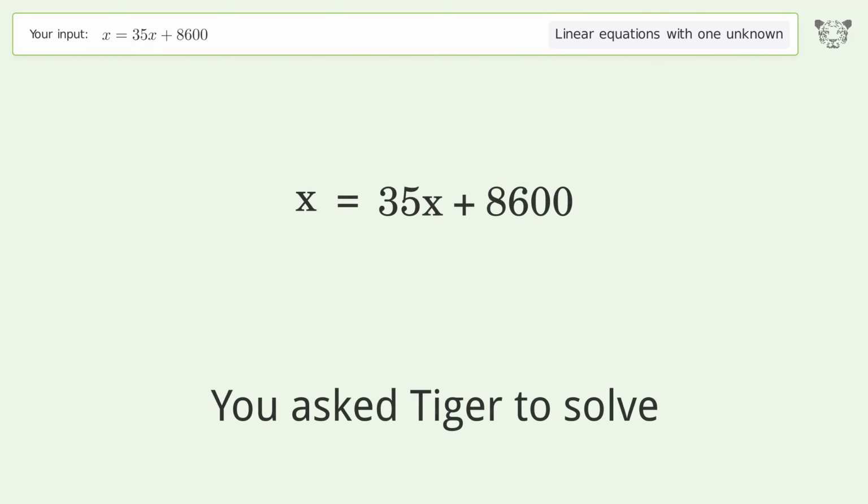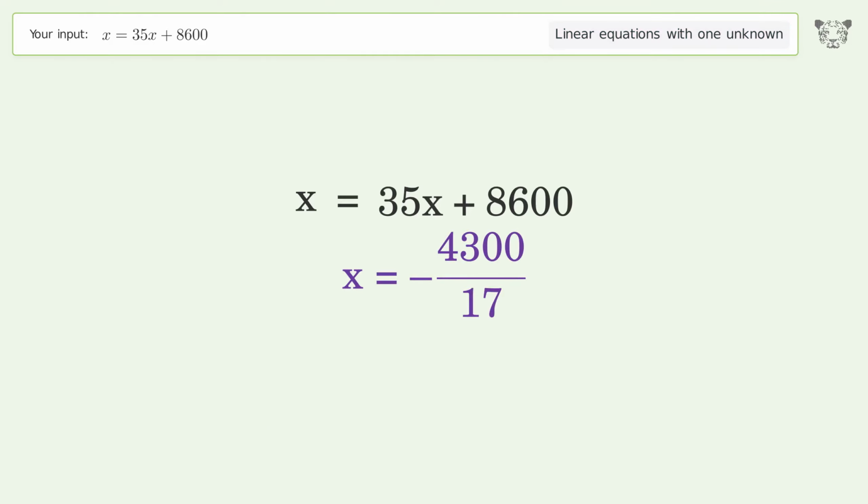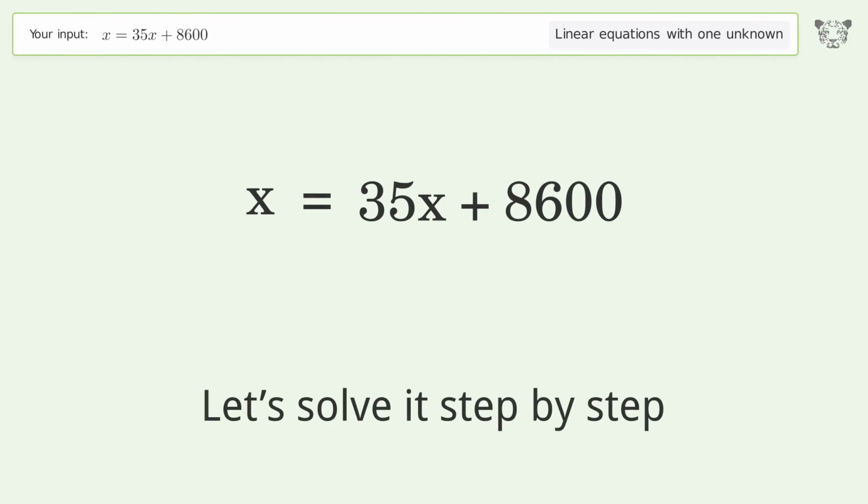You ask Tiger to solve. This deals with linear equations with one unknown. The final result is x equals negative 4,300 over 17. Let's solve it step by step.